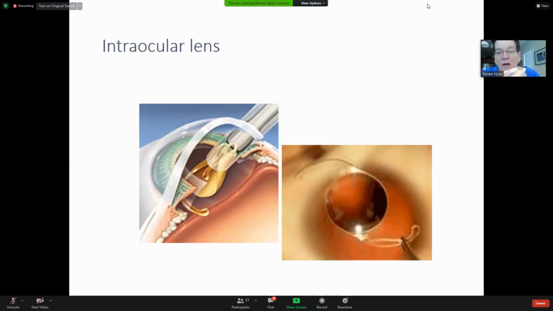Now, there are a couple of types. Medicare will not pay for anything except the basic lens. Most insurances will not pay for anything other than the basic lens because they consider the Restore lens, which is a lens that has the capability of focusing for distance as well as near vision, a cosmetic procedure. But there are lenses that you can get that are similar to bifocals.